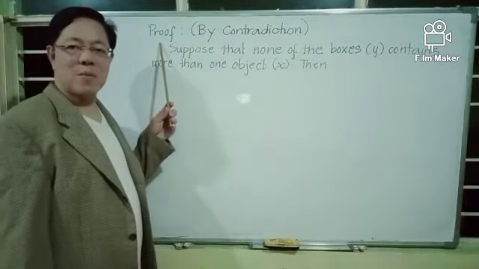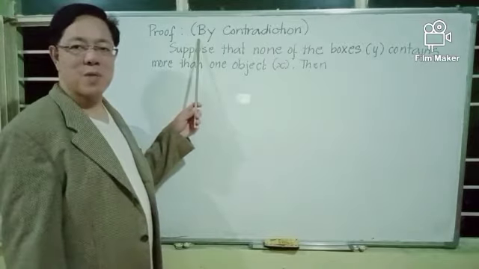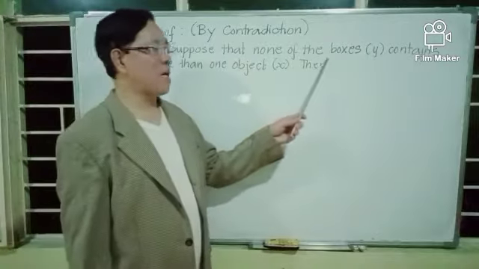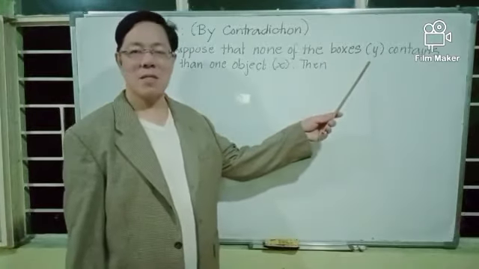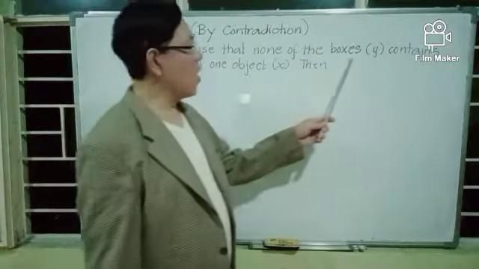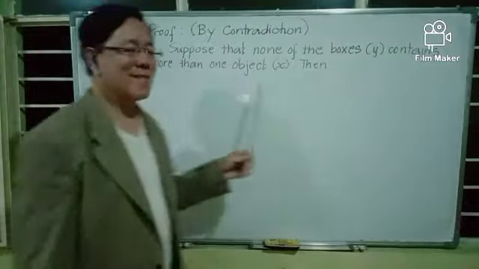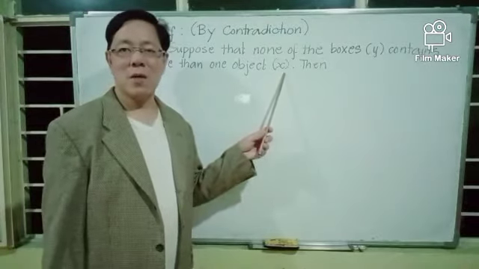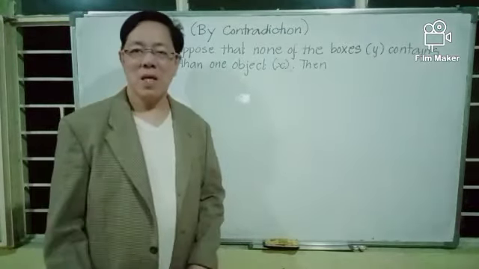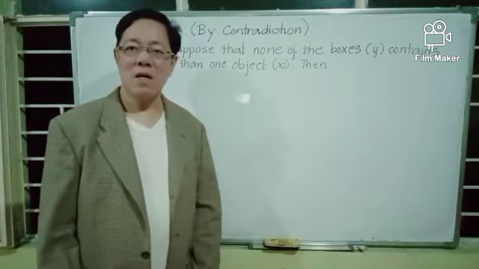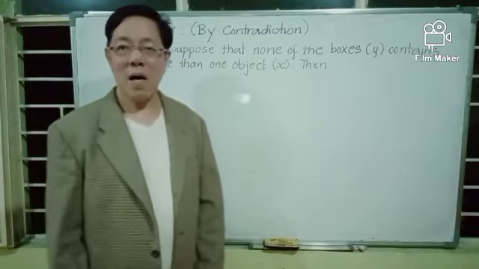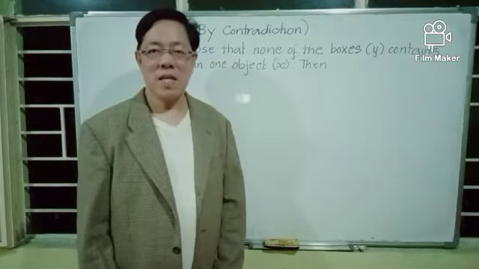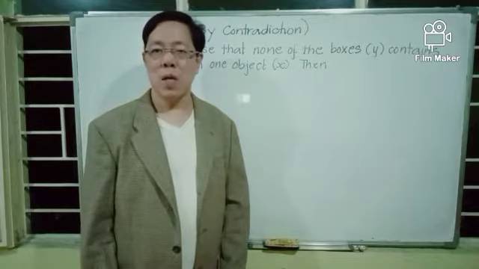This is the proof of the pigeonhole principle, and we will prove it by contradiction. And we suppose that none of the boxes, the number of boxes is denoted by Y, none of the Y boxes contains more than 1 object. The number of objects is denoted by X. Now, if none of the Y boxes contains more than one object, then that can happen in two ways.